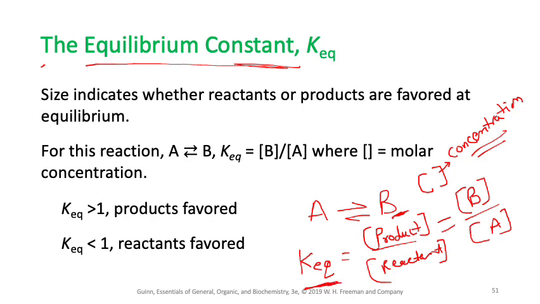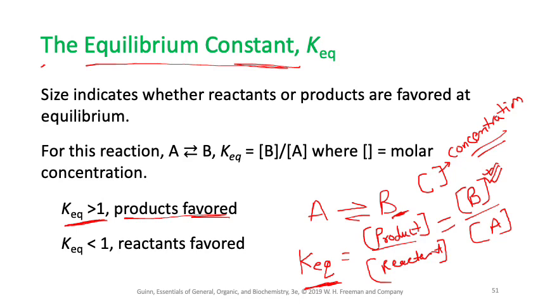If that number comes out to be more than 1, that means products are favored. Why? If the top number, the numerator, is bigger, that's how you can get K more than 1, right? So that means you have more concentration of B. And how can you get more concentration of B?